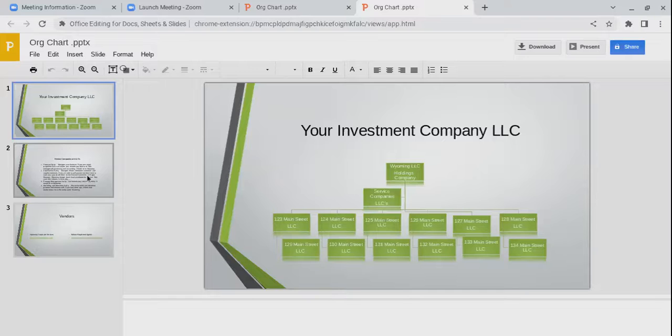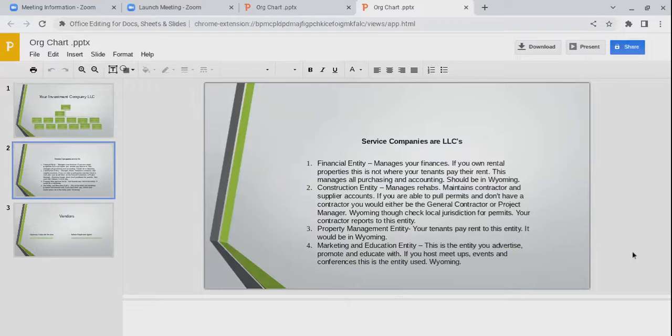So you go to your service companies. One is going to be your financial entity. It's going to manage your finances. If you own rental properties, this is not where your tenants pay their rent. This manages all your purchasing and accounting, and it will be in Wyoming. If you own short-term rentals, you're buying things like towels, soap, furniture, and all that. It's managing all your purchases, and you would have your vendors get paid through there.